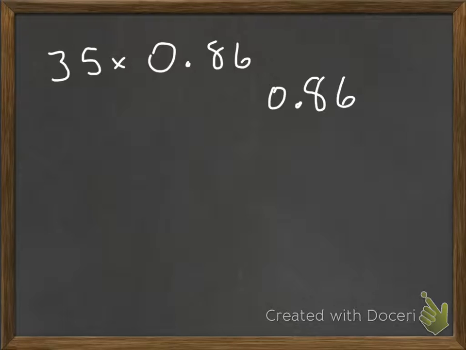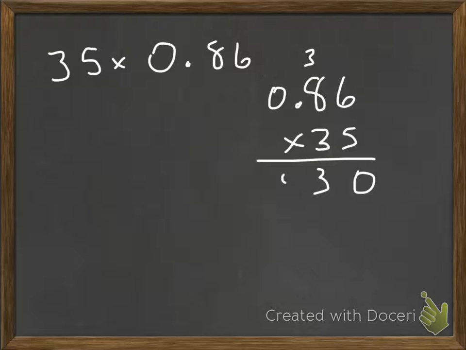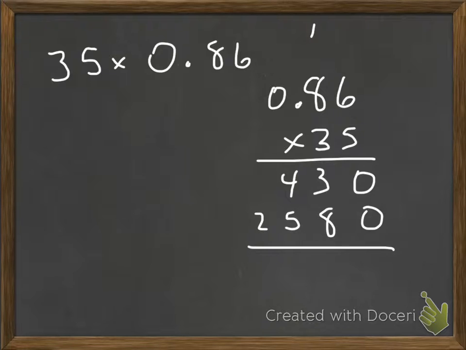So the kids need to just be patient and take their time and just do their multiplication. 6 times 5 is 30. Carry the 3. 8 times 5 is 40. Plus 3 is 43. Add the 0. 6 times 3 is 18. Carry the 1. 8 times 3 is 24. Plus 1 is 25. Add it.